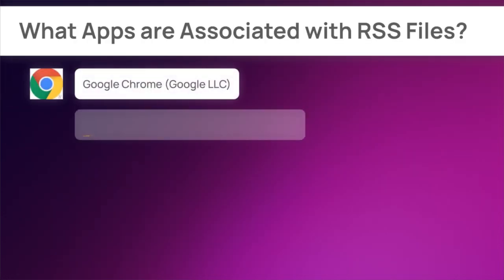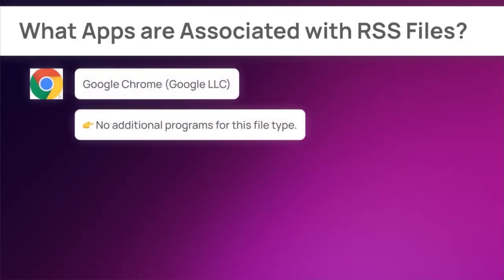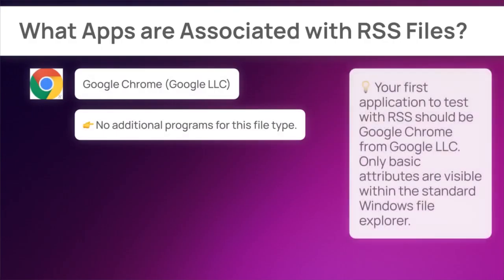The core professional tool for handling the RSS format is Google Chrome from Google LLC. The file's visual data is accessible but requires specialized software for metadata reading. Windows can open them through local tools, yet their full intent is realized in online or hosted environments.